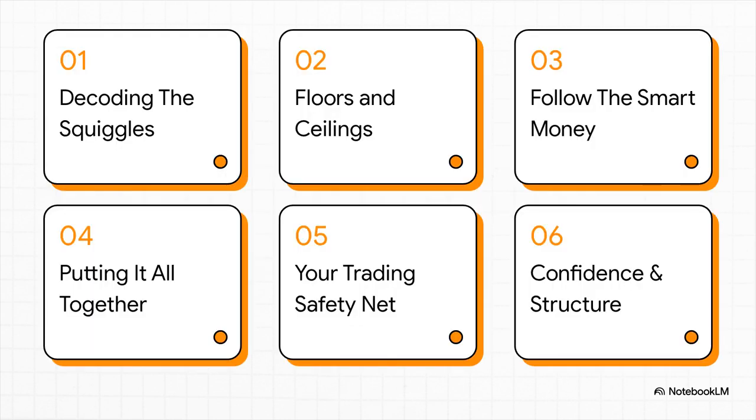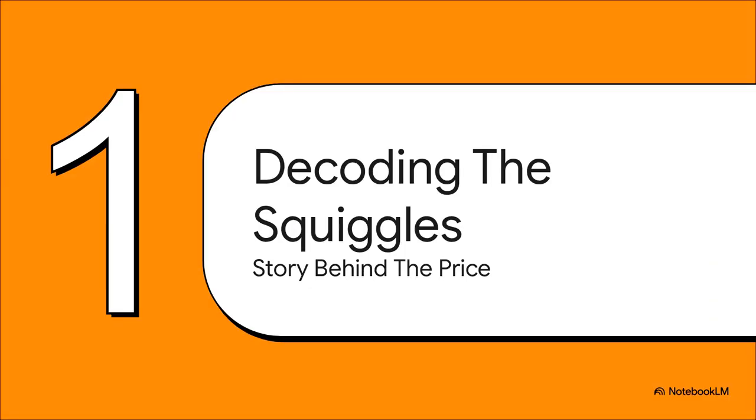All right, so here's our game plan. We'll start by decoding those squiggles. Then we'll talk about floors and ceilings in the market. After that, how to follow the smart money. We'll put it all together with a real example and then cover your trading safety net. The goal? To give you confidence and structure. Let's get right into it.